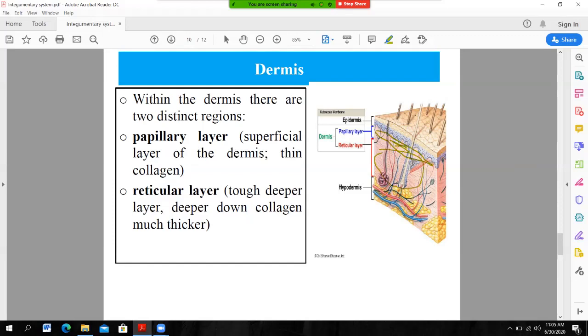It also contains collagen, but this collagen is much thicker than that found in the papillary layer of the dermis. Here a number of sensory neurons, sweat glands, and hair follicles are present, but we will discuss their functions later on. So the dermis consists of two important layers, the papillary layer and the reticular layer.